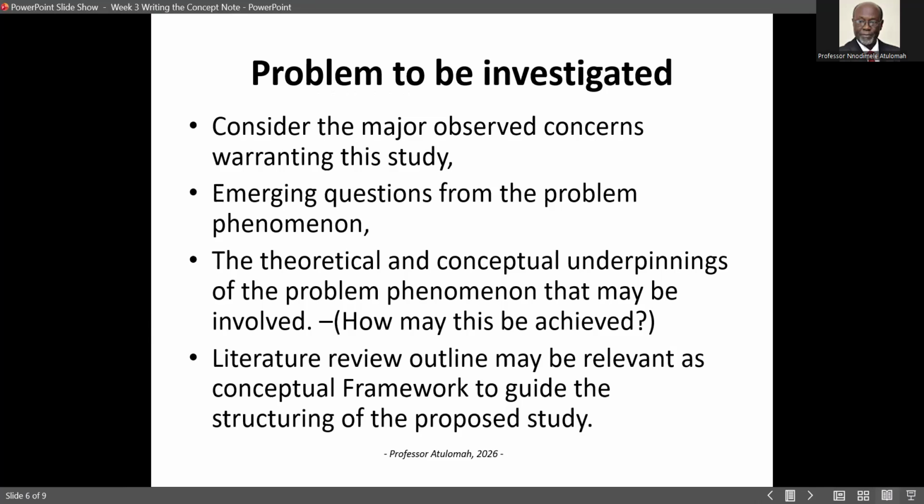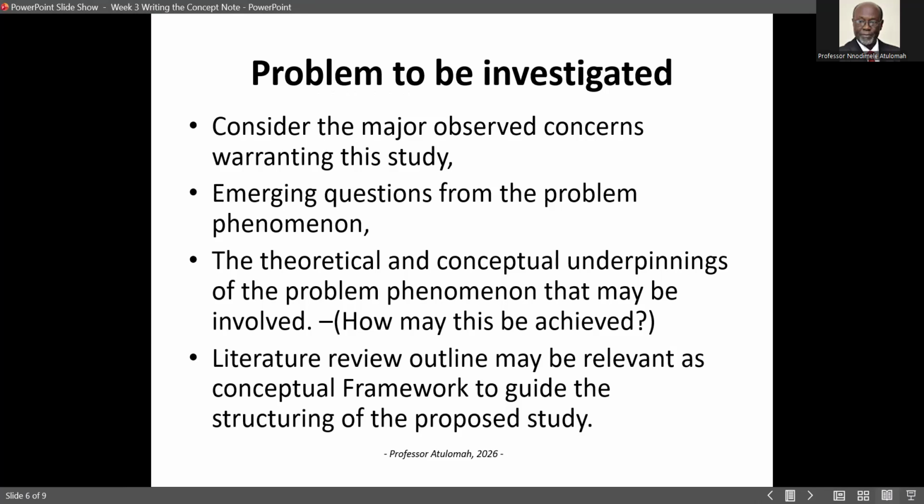A problem is not the disease. The disease is the symptom of a problem, and so you need to go beyond the disease. The disease is usually the consequence of the presence of some issues that have not been properly addressed. Now, emerging questions from the problem phenomenon is the next. For every problem, there are questions that emerge from it. All of these are issues that help us to situate what the problem is so that we are not wasting our time with symptoms. We need to address why the symptoms are there.